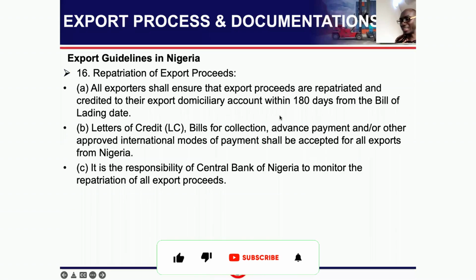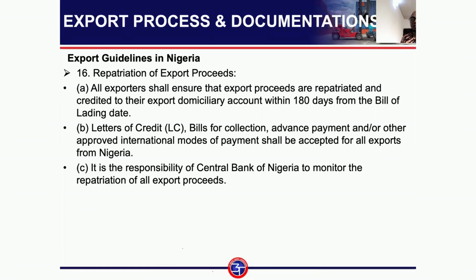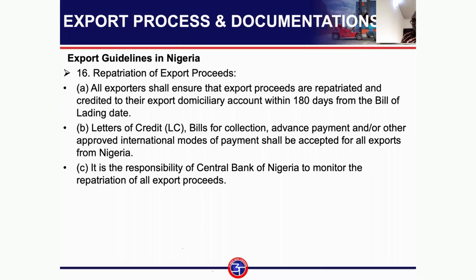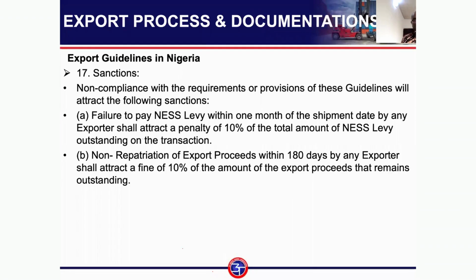Repatriation. All exporters shall ensure that export proceeds are repatriated and credited to their export domiciliary account within 180 days of the bill of lading date. Letter of credit, bill for collection, advance payment, or other approved international payment method shall be accepted for all exports from Nigeria. It is the responsibility of the Central Bank of Nigeria to monitor the repatriation of export proceeds.